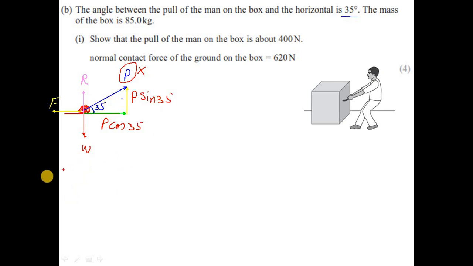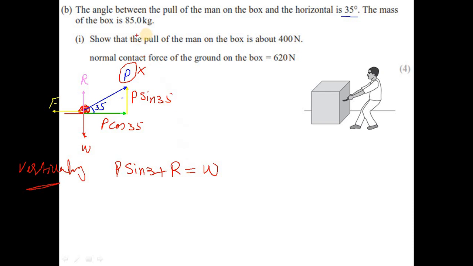Now you can see that in the vertical direction, we have three forces acting. So you can write that this R and this P sin 35 are acting vertically upward, which are balanced by this weight acting vertically downward. So you can relate these three forces. So P sin 35 plus R must be equal to W, which is the weight of the box.